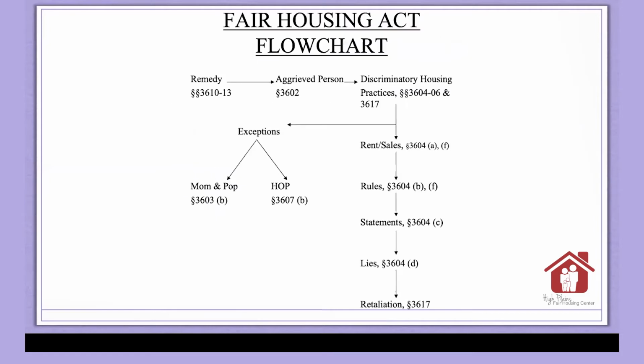Here again, looking at our flow chart, we have summarized the remedies available to the very broadly provided standing for aggrieved persons for discriminatory housing practices with regard to rentals or sales, or the rules, terms, and conditions about rentals and sales, the special provisions that forbid discriminatory statements about housing transactions, lies about housing transactions, and retaliation for the assertion of rights under the Fair Housing Act. And then moving to the left, we have a few exceptions.